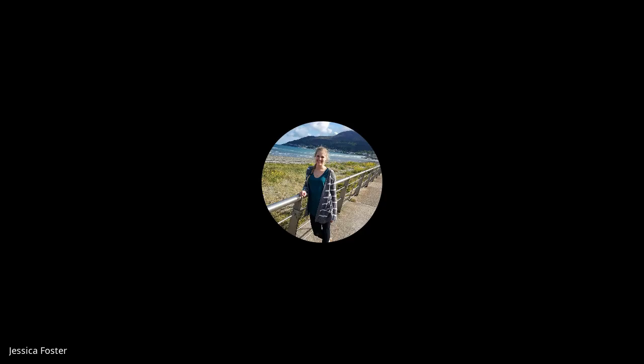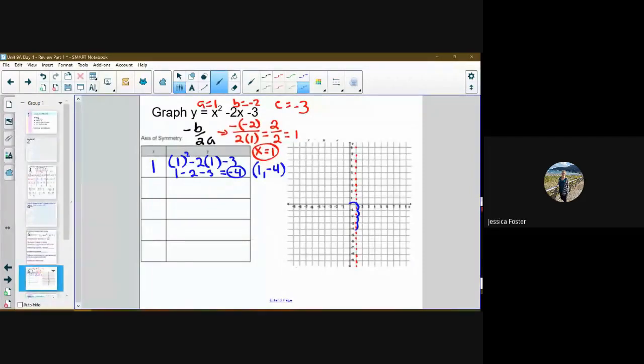My x value tells me how far to the left or the right I'm going to go. So I'm going to go 1 point to the right. And I'm going to go down 4 because my y value, negative 4, tells me up and down. So 2, 3, 4. That's where I'm looking to put the point for my vertex. So I'm at (1, negative 4), right there.